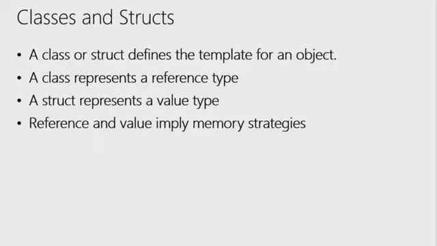Okay, so constructing complex types. We have two foundational ways of constructing a complex type. We have a class and a struct. They're not the same thing. That's why they're two separate words. It's interesting. So a class or struct defines the template for an object. So what do we understand by that as a template?